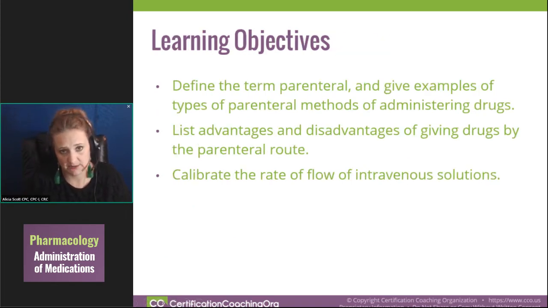The last section, the learning objectives that we're going to talk about, we're going to talk more in depth about parenteral administration, which is like injections.